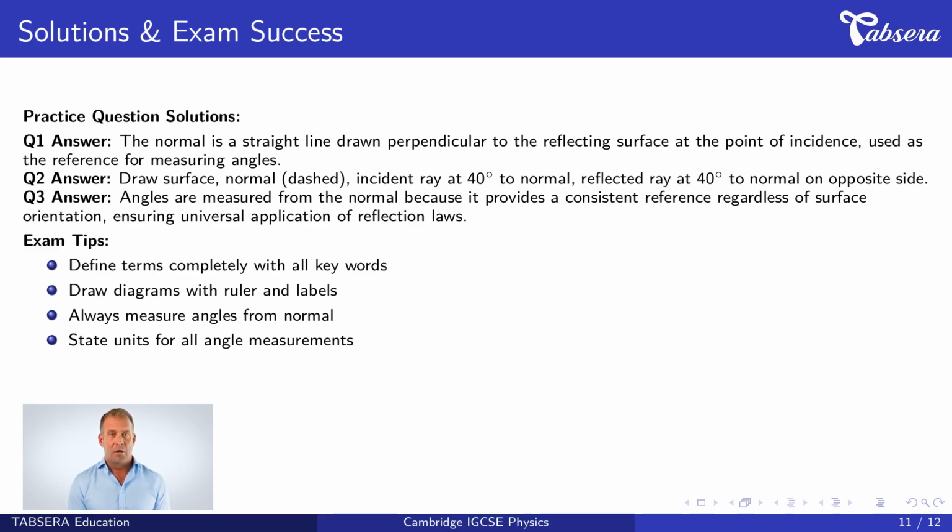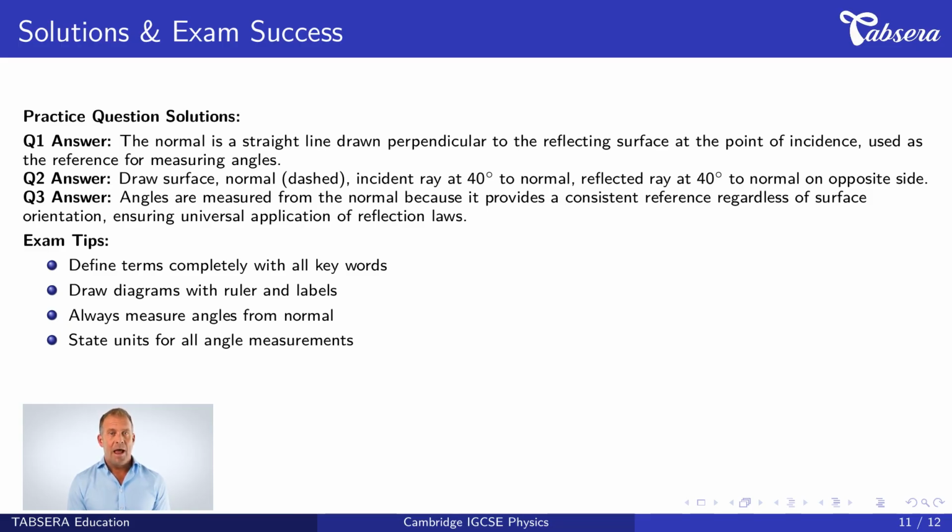For question 2, the solution requires drawing the surface as a straight line, the normal as a dashed line perpendicular to the surface, the incident ray approaching at 40 degrees to the normal, and the reflected ray leaving at 40 degrees to the normal on the opposite side.